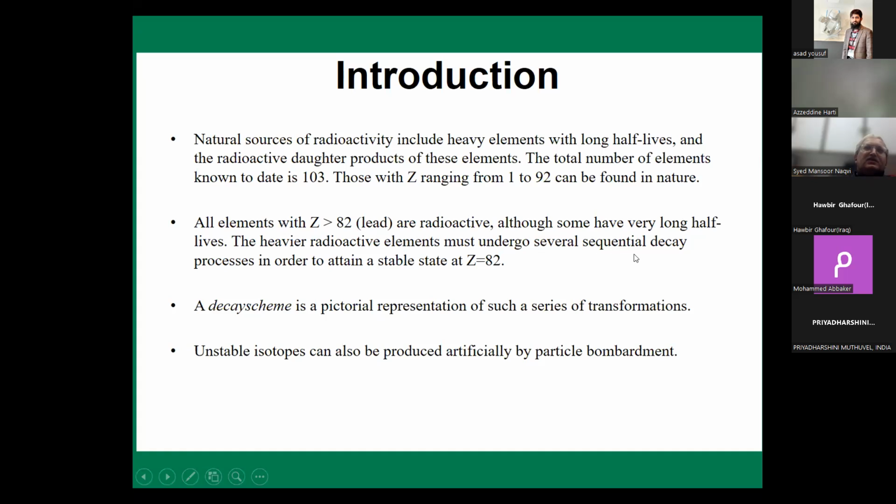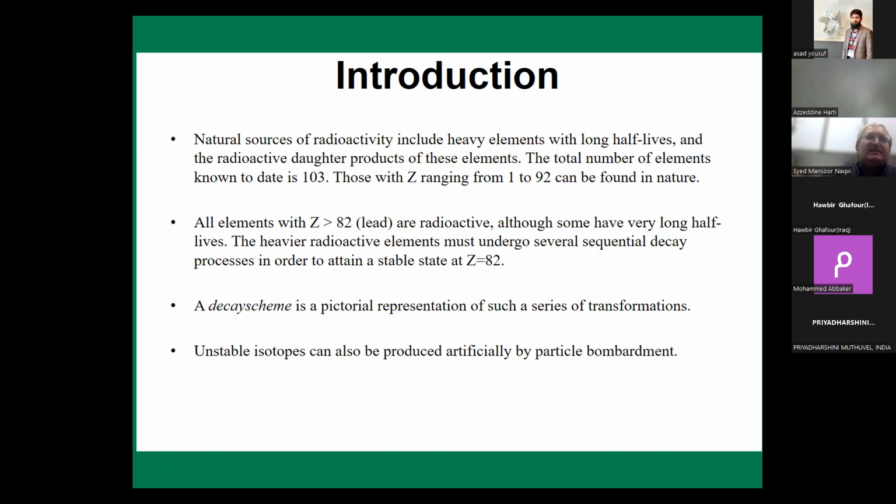So natural sources of radioactivity include heavy elements with long half-lives and the radioactive daughter products of these elements. The total number of elements known to date is 103, and those ranging from 1 to 92 are found in nature, others are produced artificially.